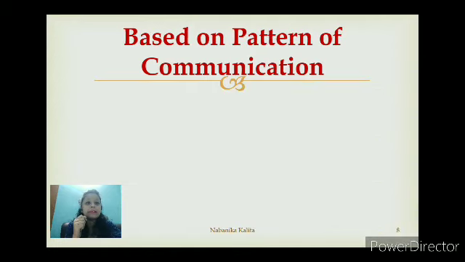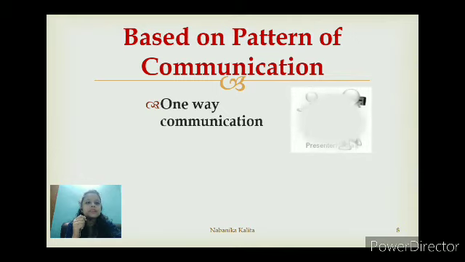Now, based on the pattern of communication. Number one is one-way communication. One-way communication means only the sender is giving the information. There is no chance of communication from the side of the receiver. For example here, a reporter is saying something and we can see it on the television. Whatever the reporter is saying, we are listening. There is no way to question the reporter on the television. We cannot ask anything. If we ask also, the television cannot give us the reply. So that is one-way communication.